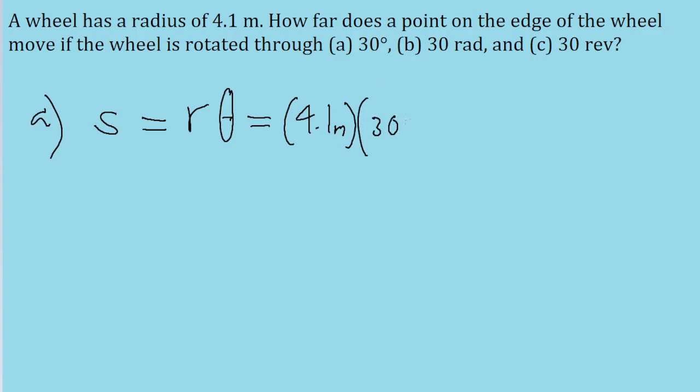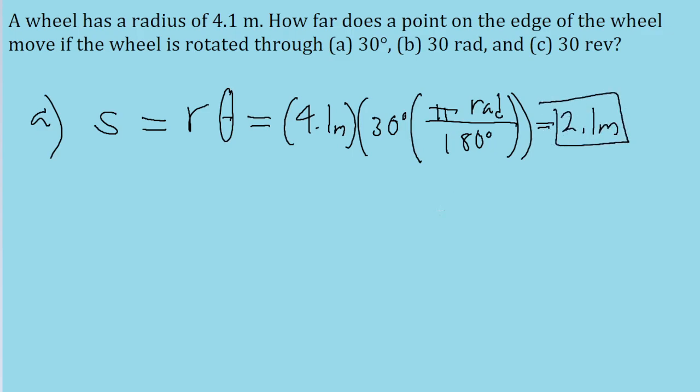Like I said a second ago, though, we're going to have to convert this from degrees into radians. So we apply the conversion factor, where pi radians is equivalent to 180 degrees. Then we'll put that into a calculator and find a value for s of 2.1 meters. And that's part A. Now let's do part B.